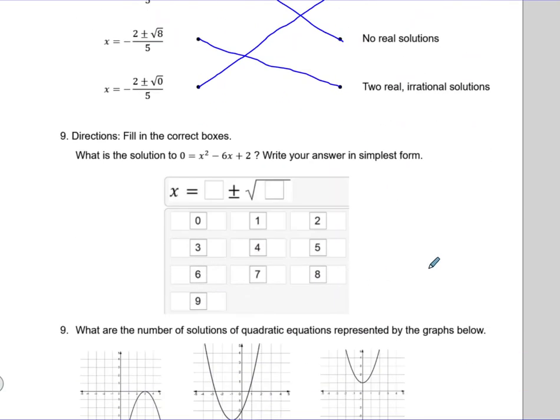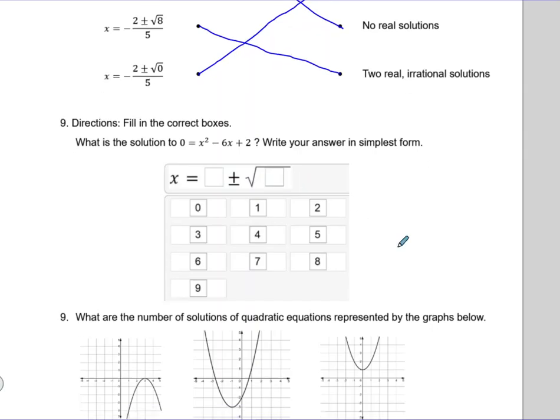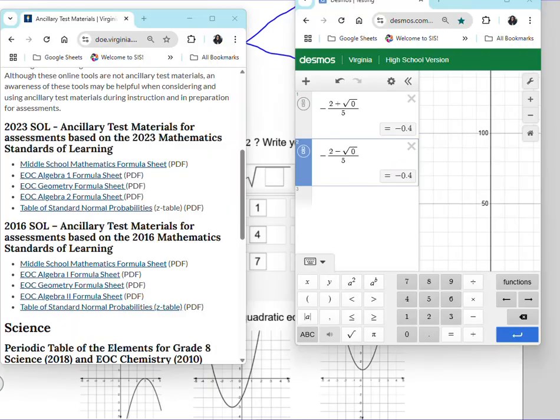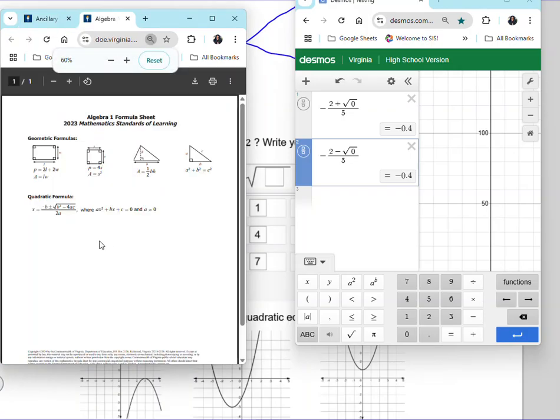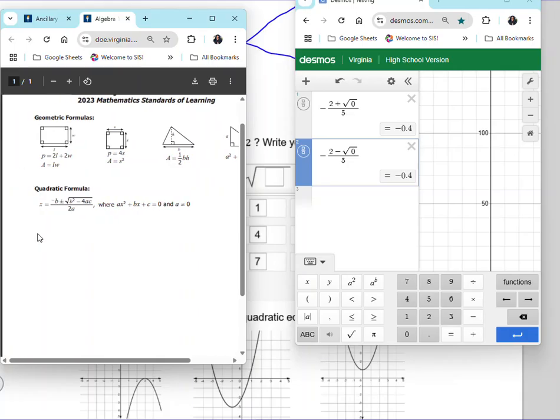All right, number 9, fill in the correct boxes. What is the solution for this? All right, so here's the problem. I can put it in Desmos, but the problem is I have to drag the numbers, and this is telling me that I have to use the quadratic formula. So I will give you the quadratic formula on the SOL. The day of the SOL, you'll get a formula sheet, and it will have the quadratic formula. Let me bring it up. Here's the Algebra 1 formula sheet that you will get. They'll print this out for you. So here is the quadratic formula, okay?